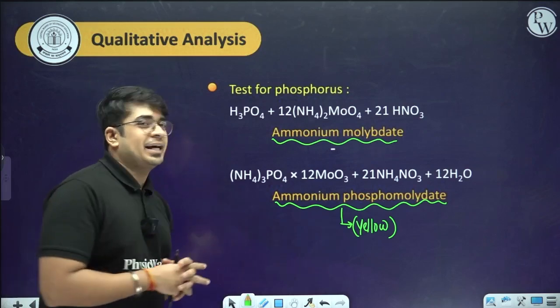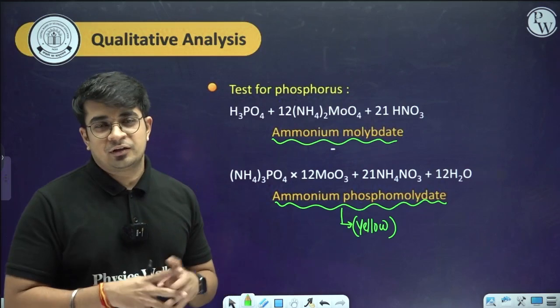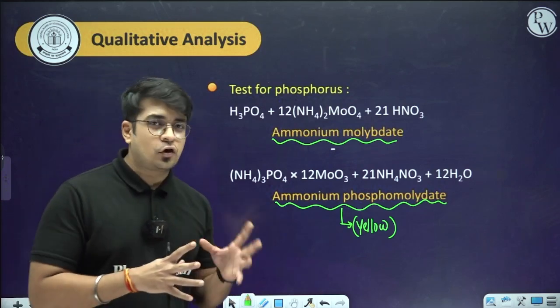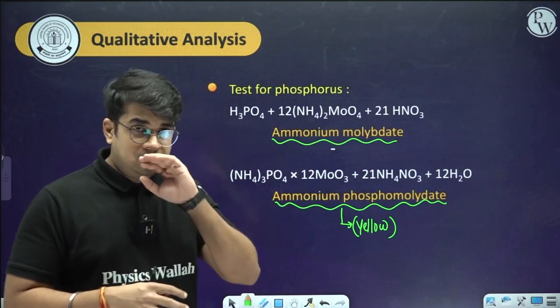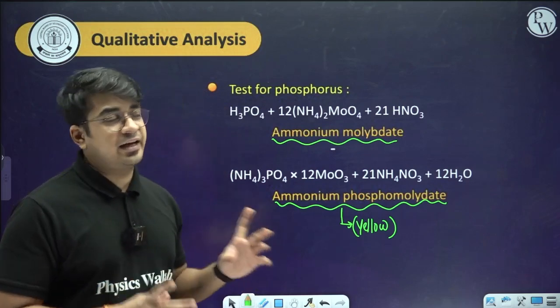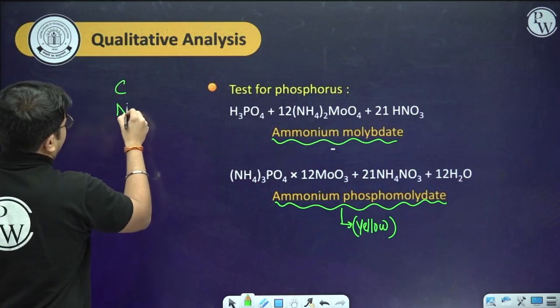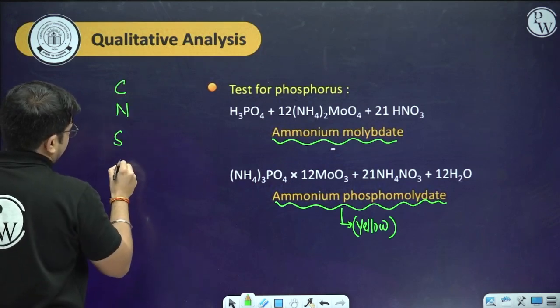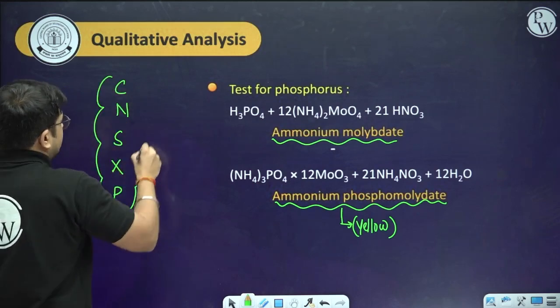I hope the entire part related to the detection of different types of heteroatoms in organic compounds is clear to everyone. That is all about the basic analysis of your first part, which is qualitative analysis. So we have discussed the presence of carbon, nitrogen, sulfur, halogen, as well as phosphorus. This entire part is now done.